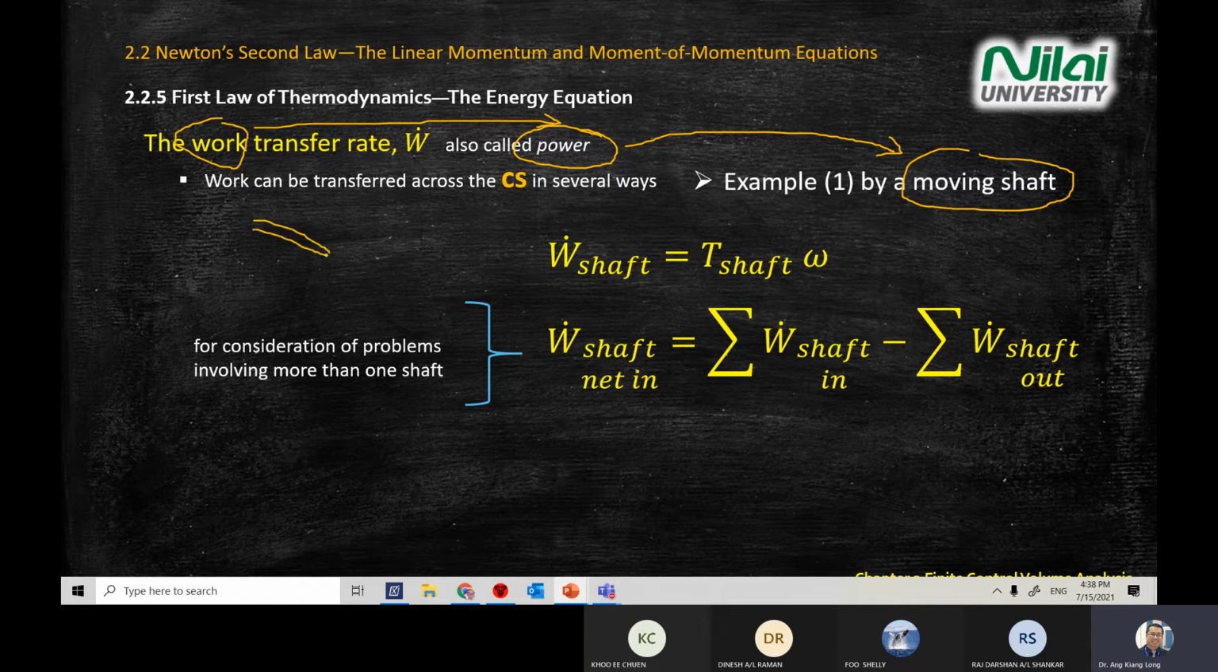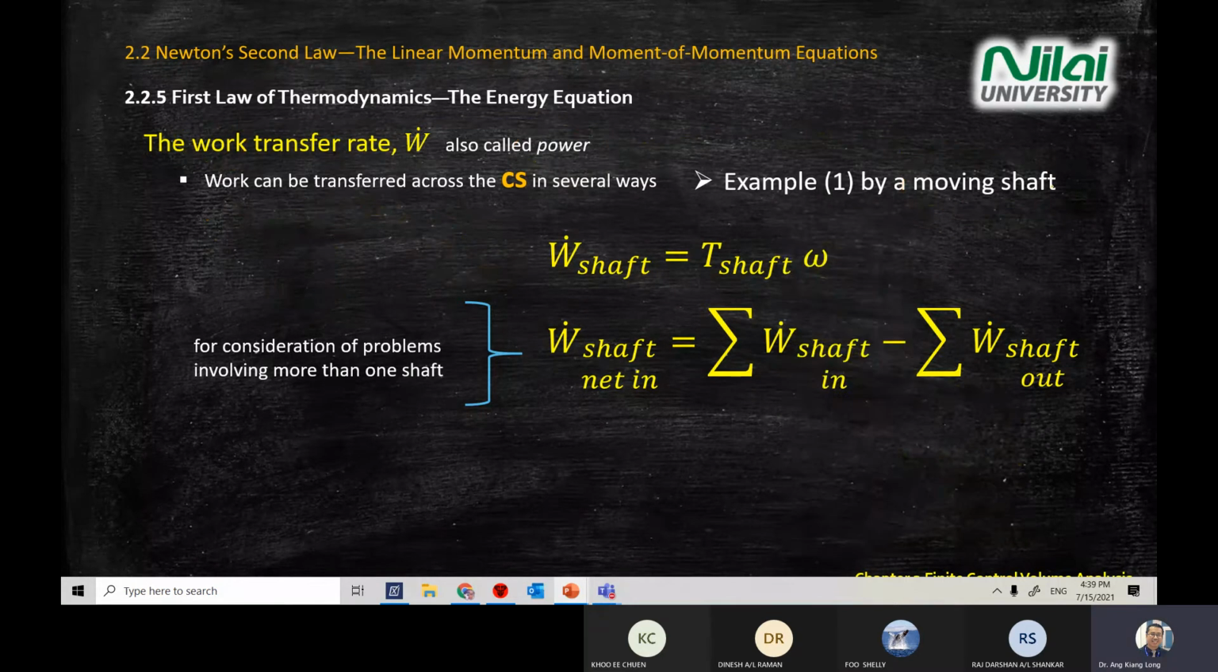For example, let's say you have 2 engine shafts, 2 engine propellers. You need to calculate the total work done by the shafts. So how do you calculate? You calculate the input for the first one, the input for the second one, then minus the output of the first one, minus the output of the second one. Then you get the total power of the system.